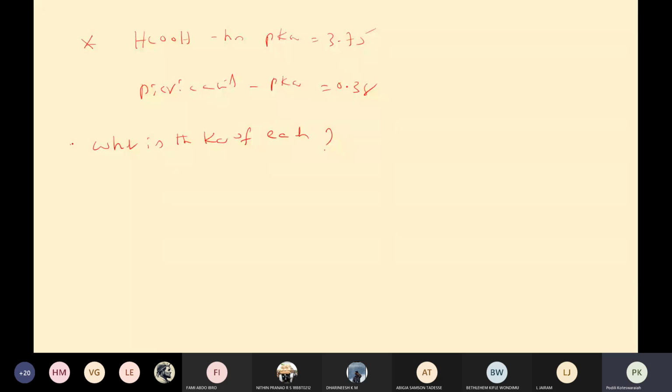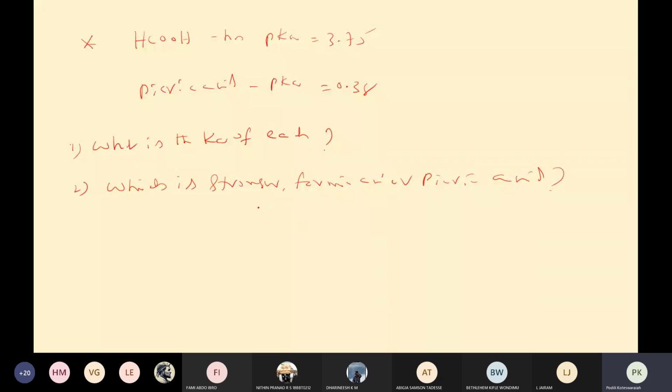Then number 2, the same way as I already explained previously, you can do this. And second, in the same problem: which is stronger, either formic acid or picric acid?